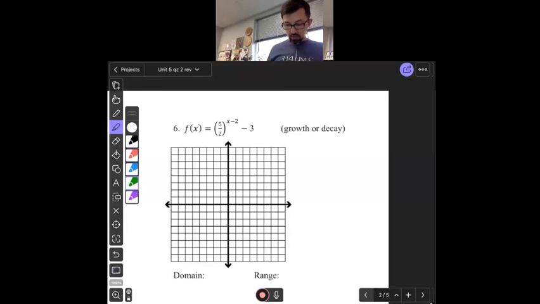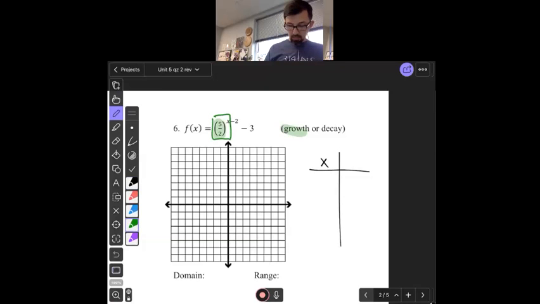So the first thing I want to look at is whether it's growth or decay. So what I want to look at is that base of the power. That number is bigger than 1, so that means it's growth. Okay. It's a growth function. And as you guys go to set up your table, little t-chart, you're going to use the base function. Okay. So I taught you guys how to do this the other day. 5 over 2 to the x. I'm going to use the base function.